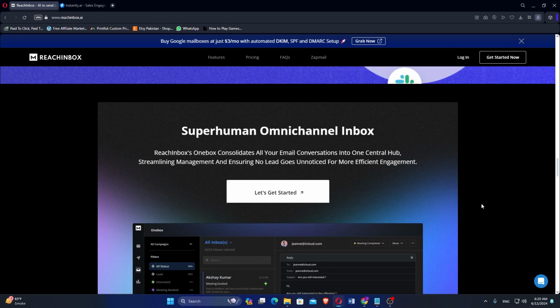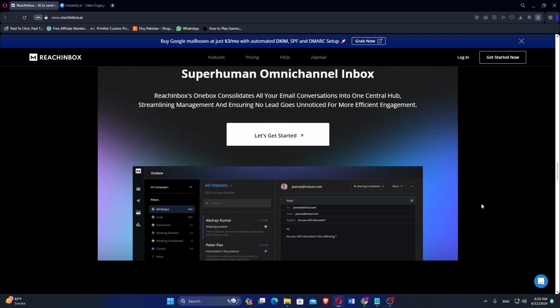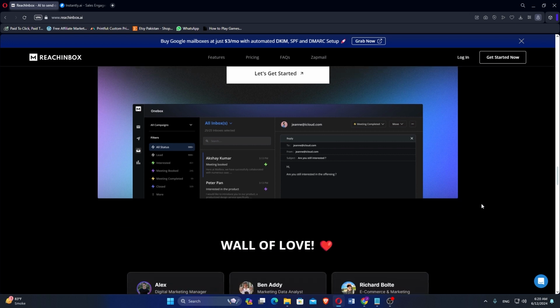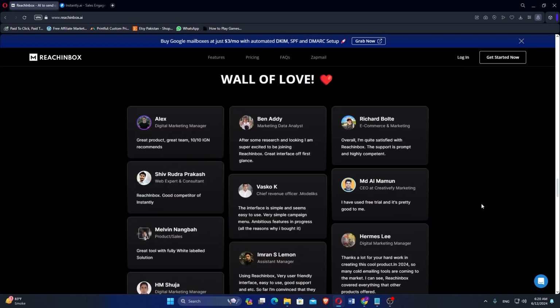Reachinbox seamlessly integrates with various productivity tools and platforms such as calendars, task managers, and project management software. This allows users to manage their tasks and appointments directly from their inbox, streamlining their workflow and increasing efficiency.